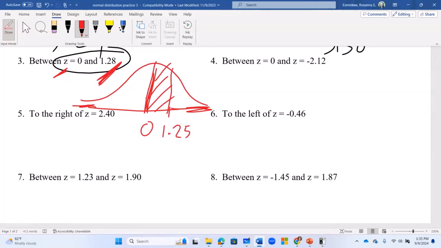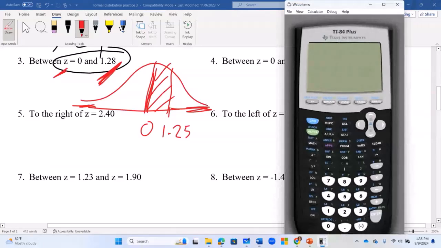Okay, so I'll pull my calculator up and go to distribution and find the area under the normal curve between the mean and z equal to 1.25. So how do I go to distribution? If you got your calculator, watch what I'm doing. Second distribution, normal CDF is 2.